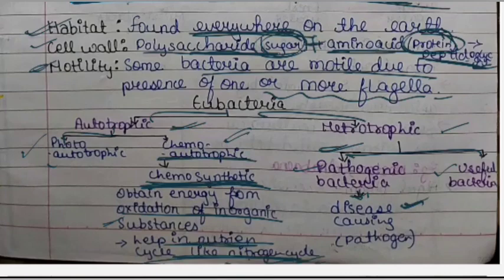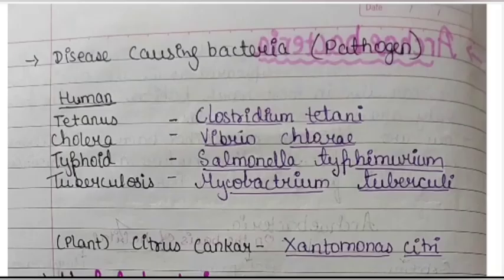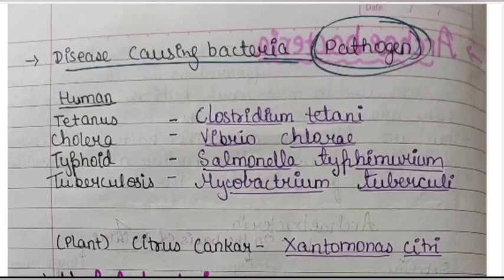Now let's see a few examples of disease causing bacteria, or pathogenic bacteria. In humans, tetanus is caused by Clostridium tetani. Cholera is caused by Vibrio cholerae. Then typhoid is caused by Salmonella typhimurium. We can also say Salmonella typhi.